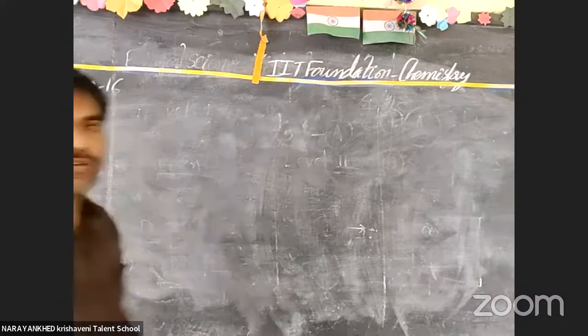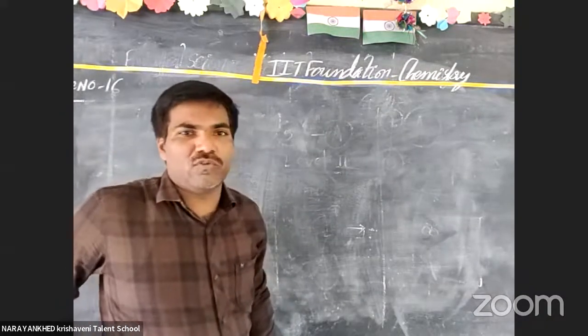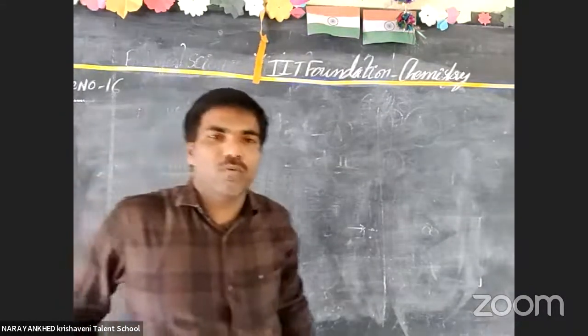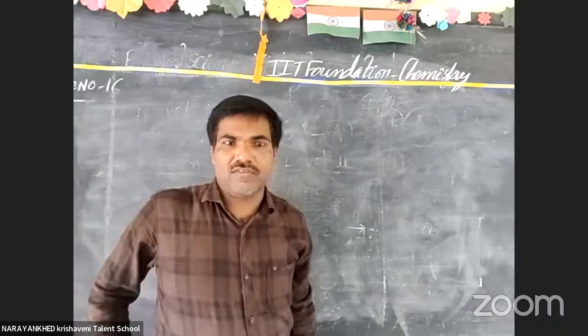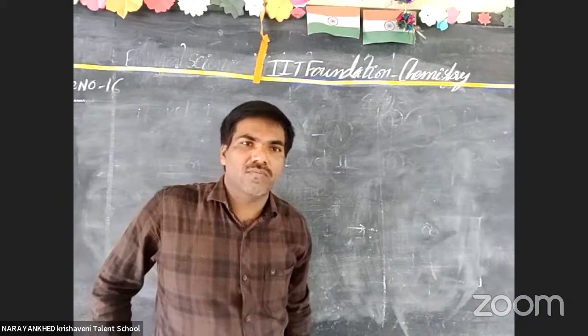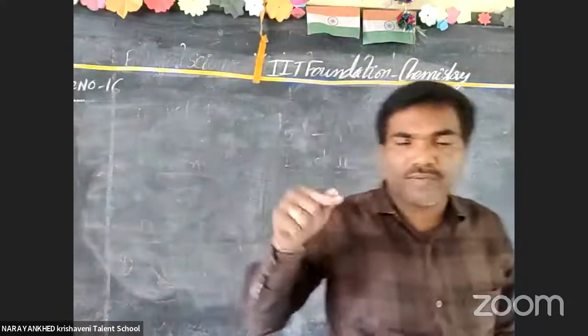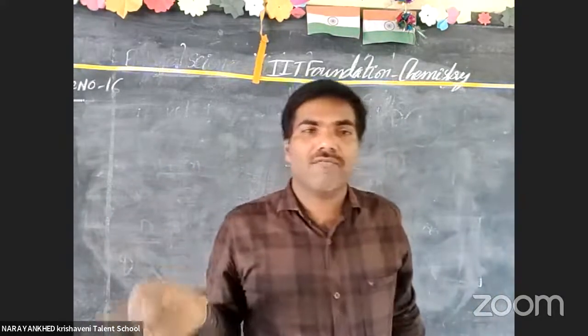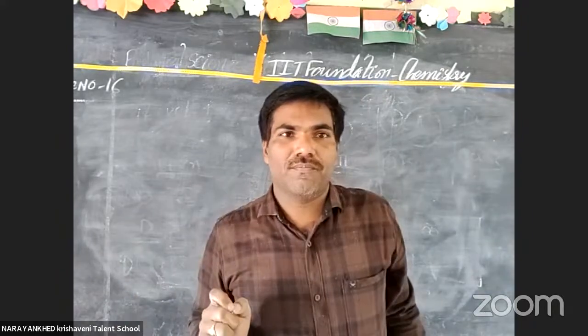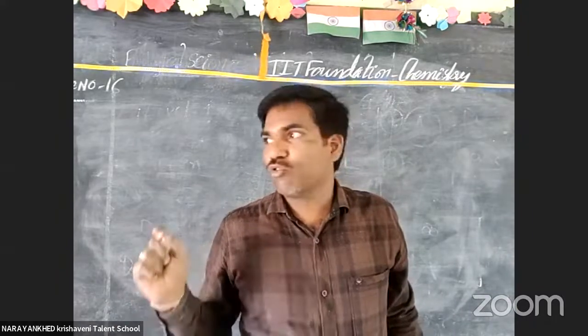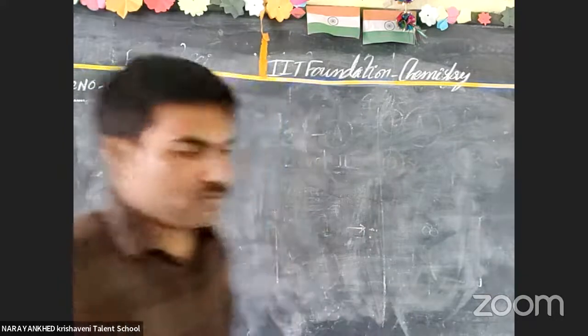Good afternoon, all the students. Yesterday we already completed Hund's rule. What is Hund's rule? So many were not present yesterday. What is Hund's rule? When one electron is already filled in each of the degenerate orbitals, only afterwards is pairing possible. That is called what? Hund's rule. Clear or not, all the students?